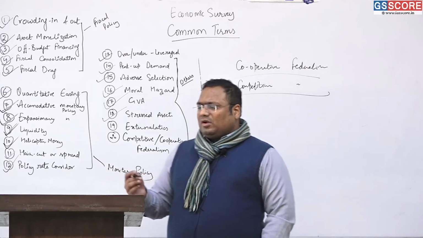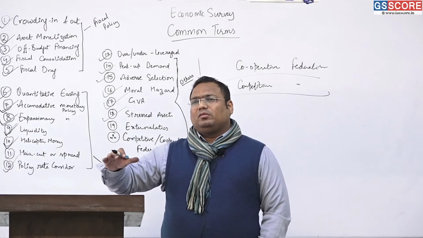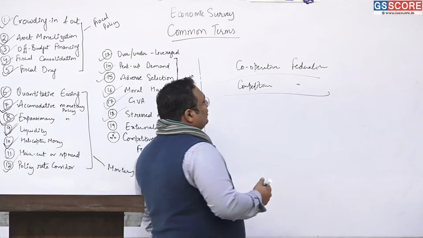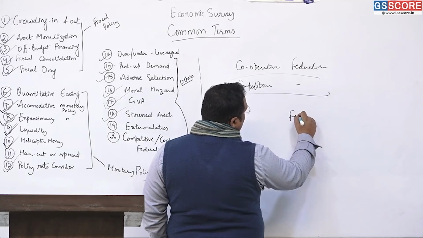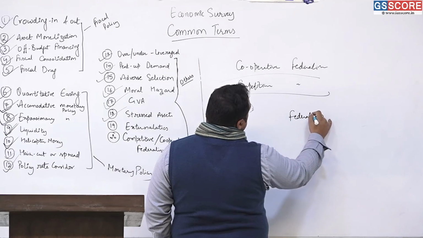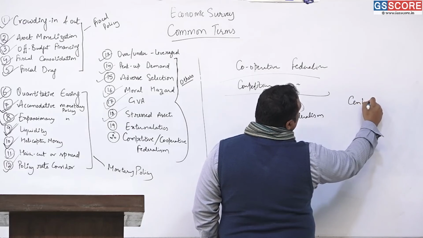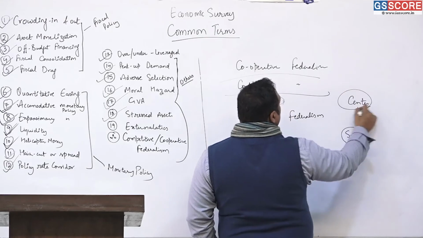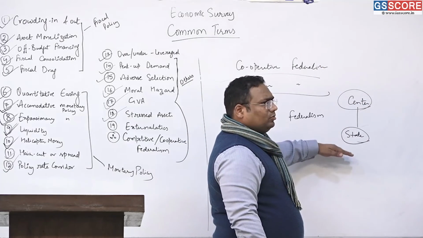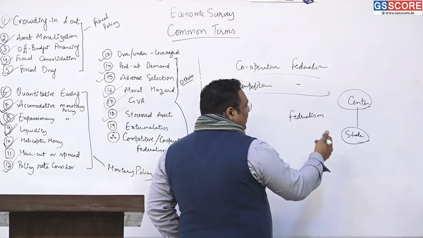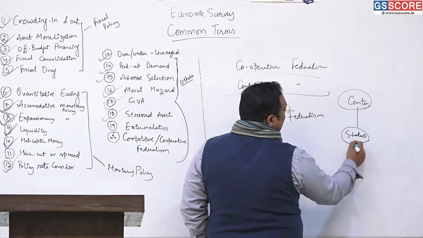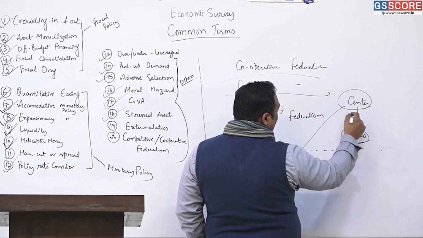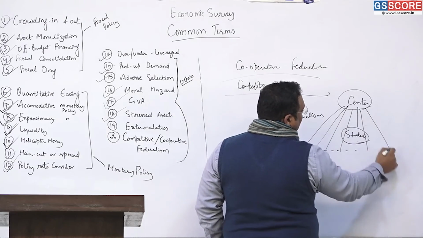Students have a doubt, sir. On the one hand, we are saying that there is competition, and then we say there is cooperation. How is it possible? So we need to understand, in the federalism, there is center and then there is state. Okay, center is on top, state below in the hierarchy. The point is, there is no single state, there are states. These are multiple. So center is alone, but states are many, like this.